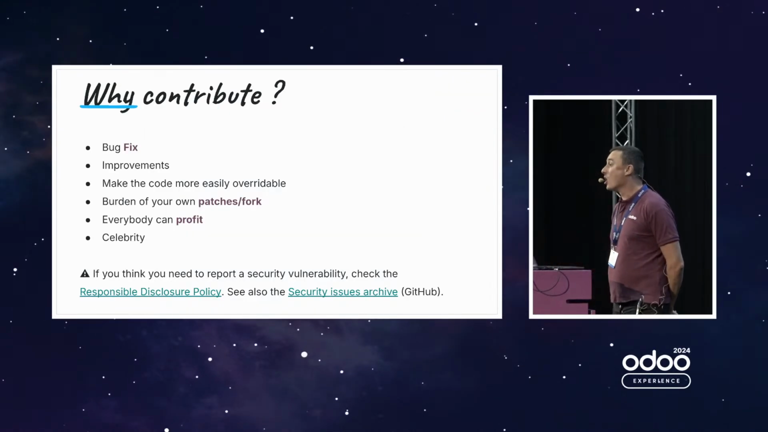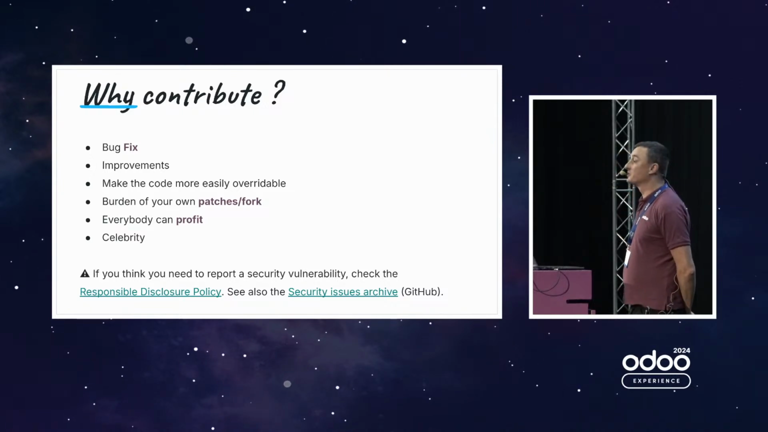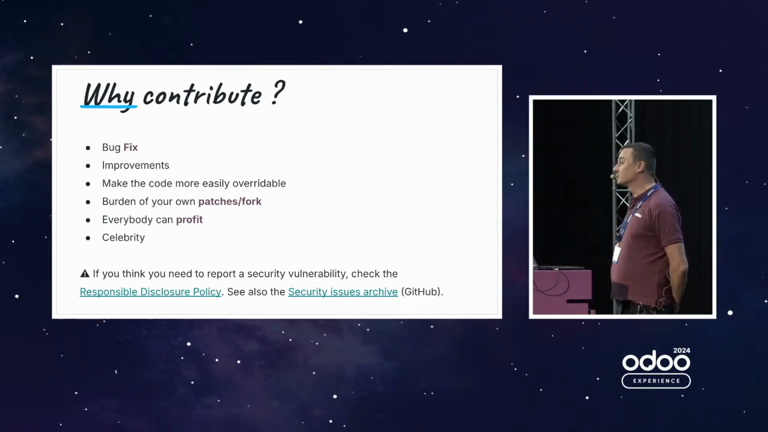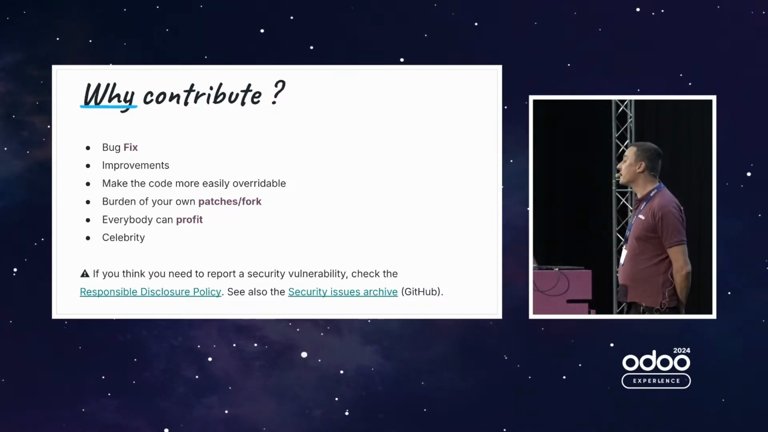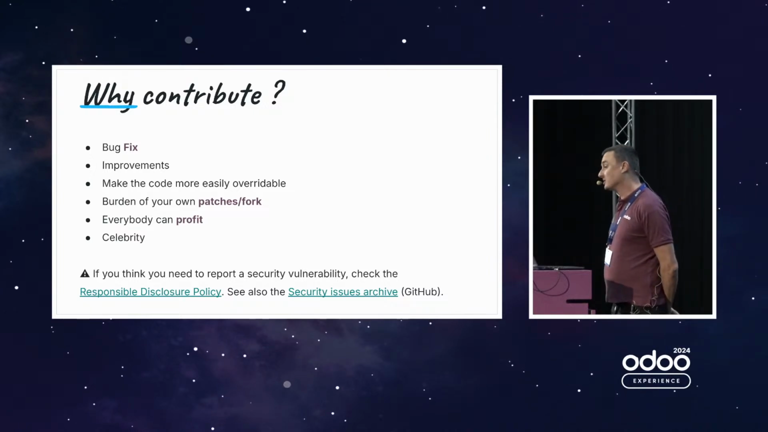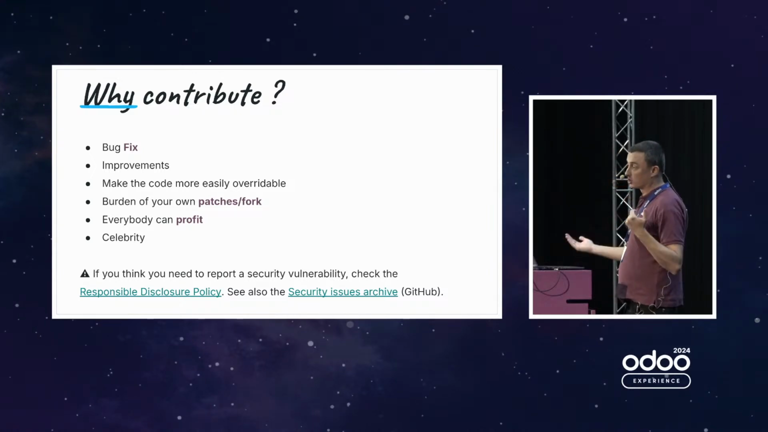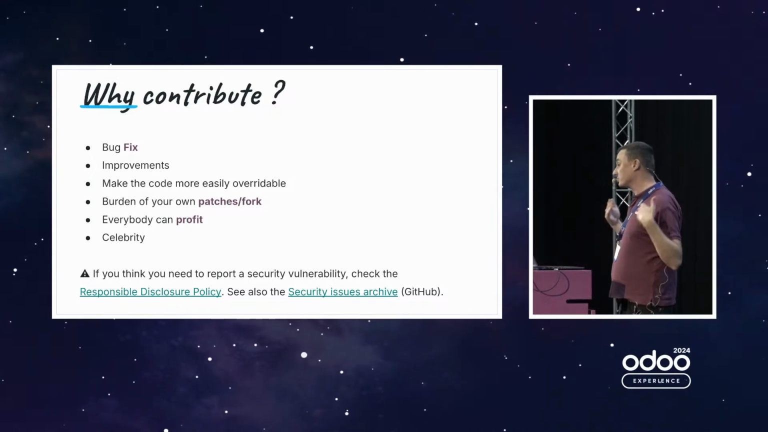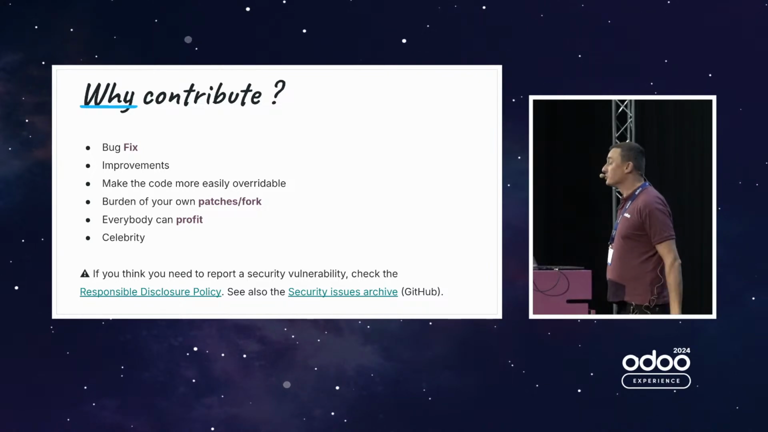So first, why contribute? The first reason is the bug fix. You may identify some issue in the code, and then you find a way to fix it, and you decide to make a contribution. The second one is an improvement. If you are not happy with the way the code behaves, you may want to add an improvement, a new feature.